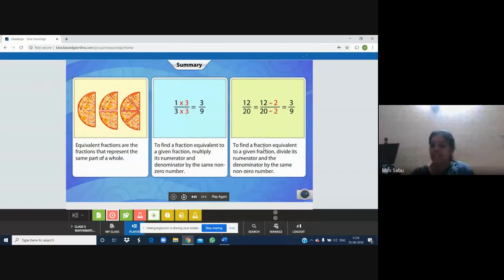To find a fraction equivalent to a given fraction, divide its numerator and denominator by the same non-zero number. This is about division. This part we will learn tomorrow.